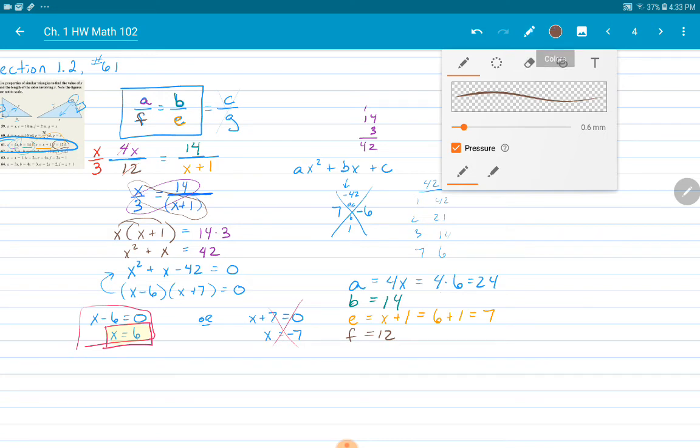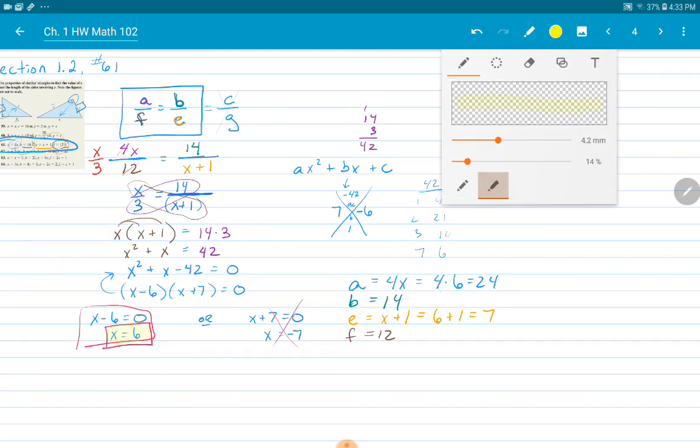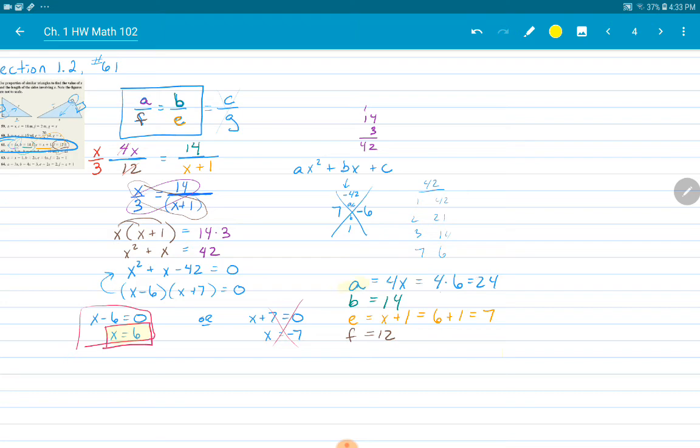I'm going to highlight my final answers here. A is 24, B is 14, E is 7, and F is 12.